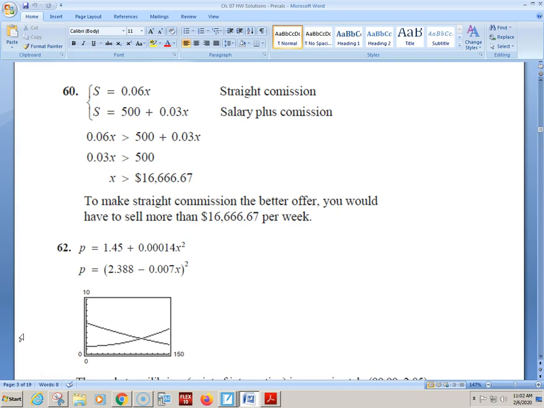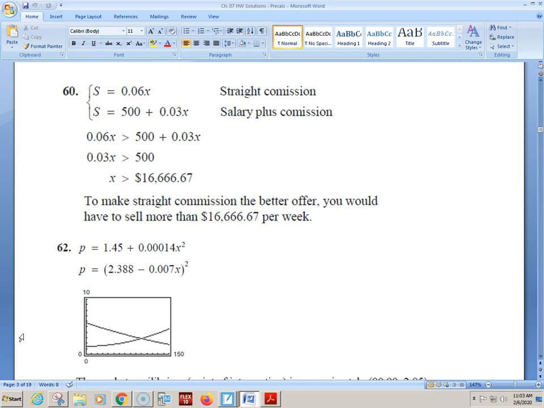Like that's huge as far as the commission that they make off of those things. So this one's saying, hey, okay, so what would you rather? Would you rather 6% of what you sell, or would you rather $500 no matter what, plus only 3% of what you sell? This one, if you don't sell anything, you don't make anything. This one, at least you made $500. So they're trying to ask, okay, when would it be more beneficial to go with the 6%? How much would you have to sell?